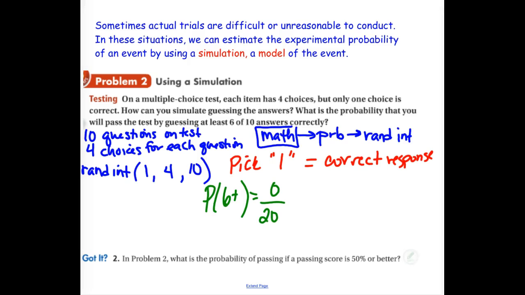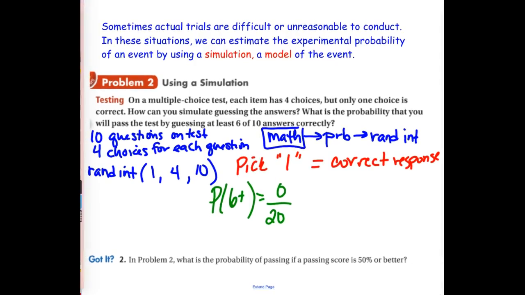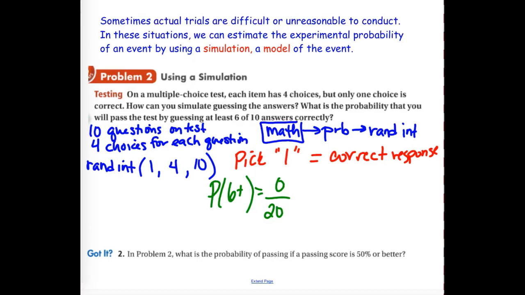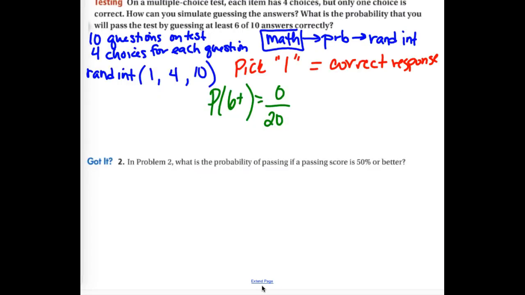Okay? What if we changed it now? The second question here asked for 5 out of 10. What is the probability of a score of 50% or better? So we need 5 or more. Did anybody have 5 or more correct? Meaning 5 or more 1s. Anybody? Okay, so we still were at 0.